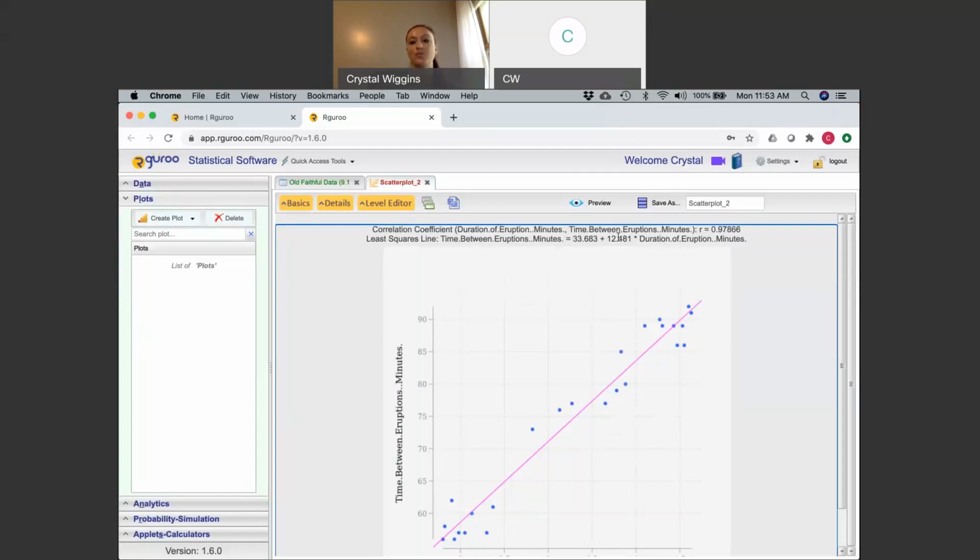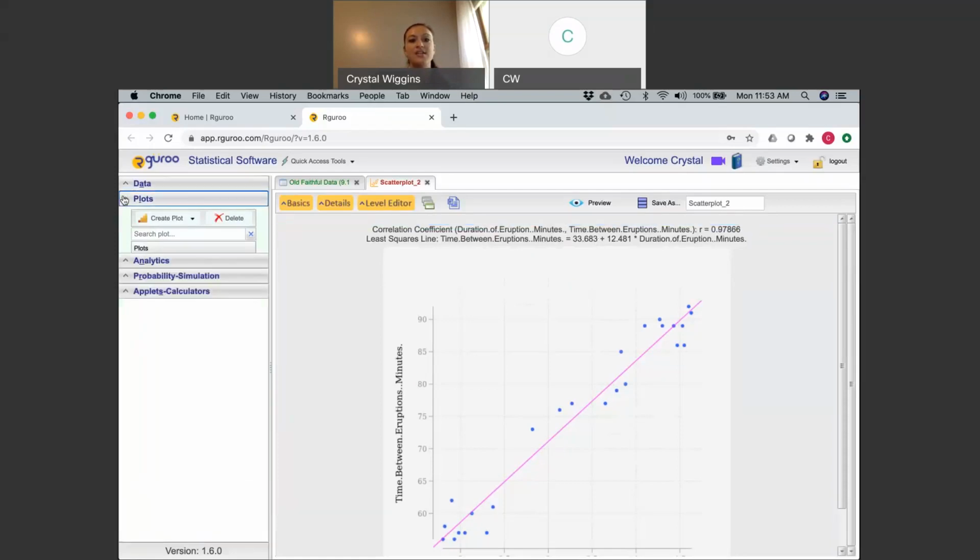You have your slope, 12.48, and 33.6 is the y-intercept. Okay, so this is one way to get all the information. This is probably the best way to get all the information. You can look at the graph. You can see whether it's positively or negatively or no correlation. You get your correlation coefficient and your linear regression line equation.